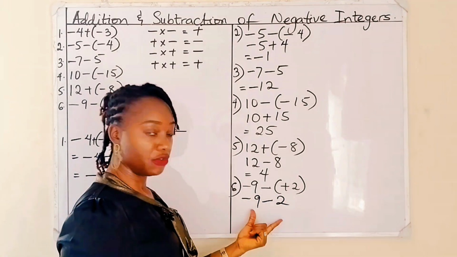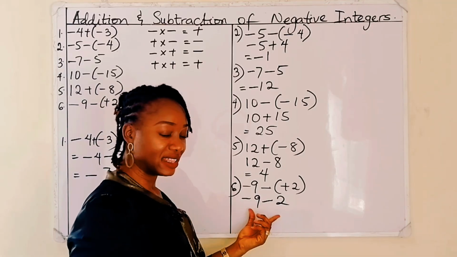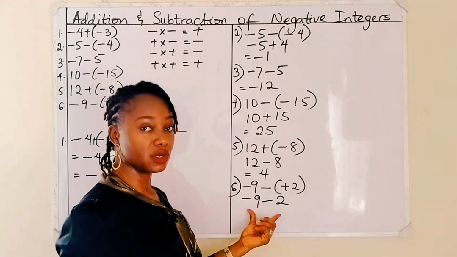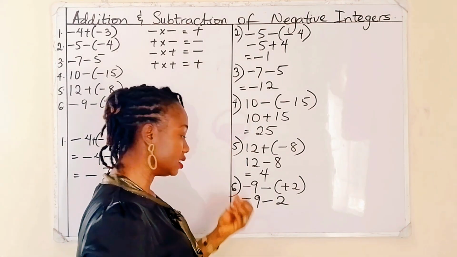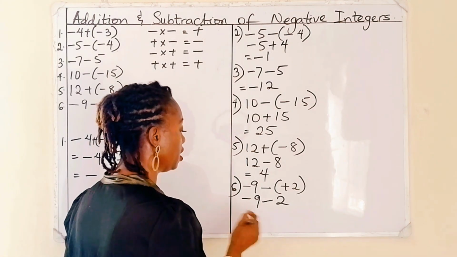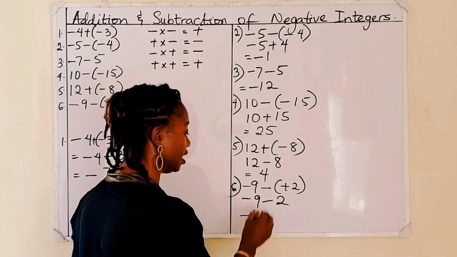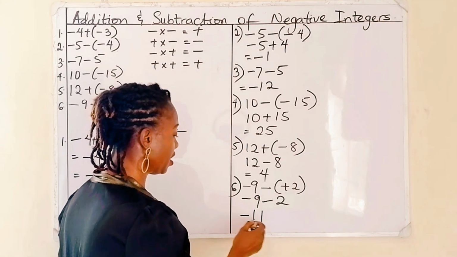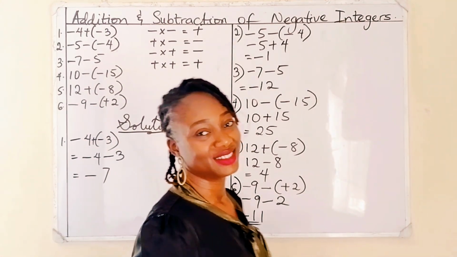Remember, when we have figures like this with negative signs, you're going to what? Add them together and take the sign of the bigger number. And this becomes minus 11, which is the final answer.